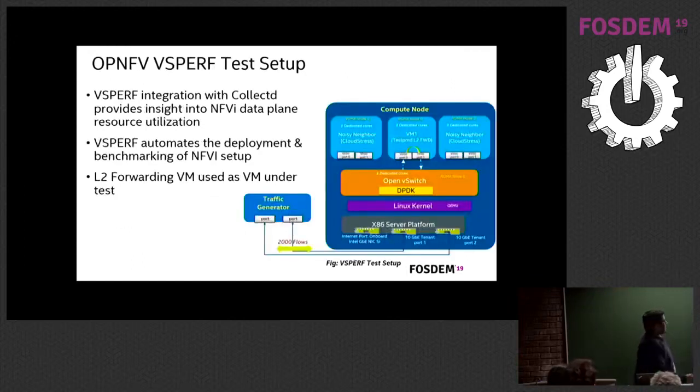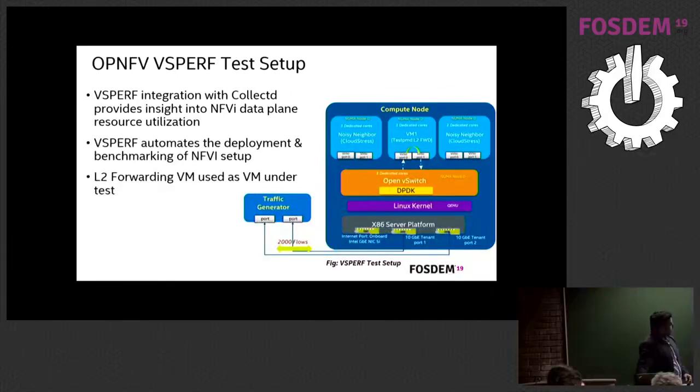So here's the test setup. You have a simple traffic generator sending in 2,000 flows on an Intel platform with 10 gig NICs. We have an OVS with DPDK deployed with VSPerf, and your VM under test. The VM under test is an L2 forward test PMD application, and 2 noisy neighbors with cloud stress applications.